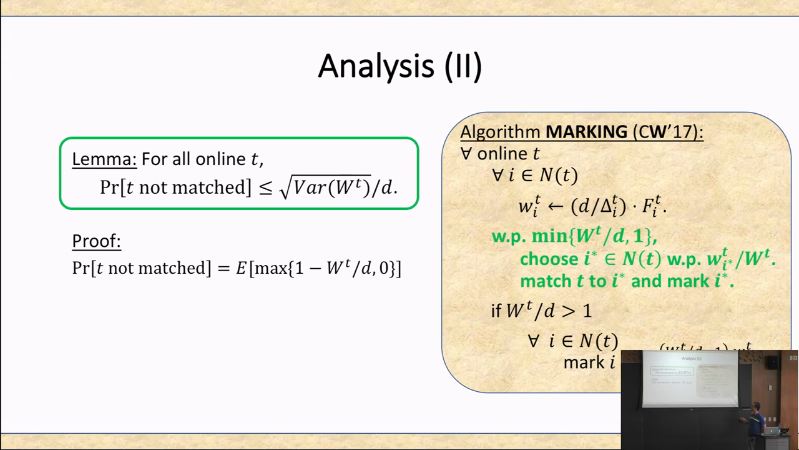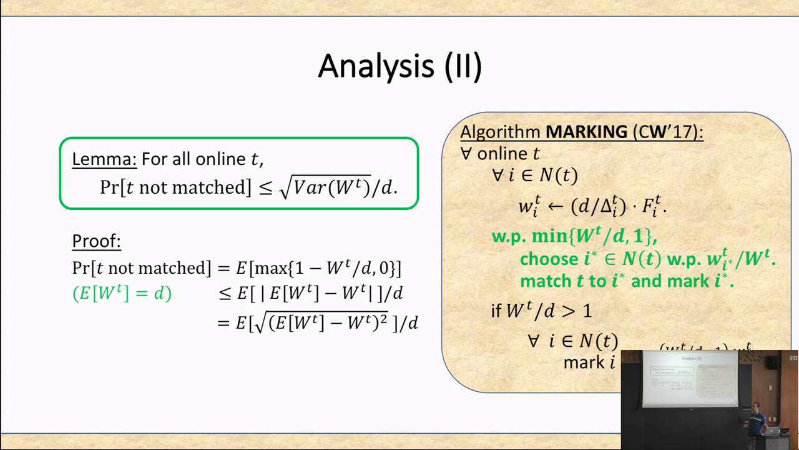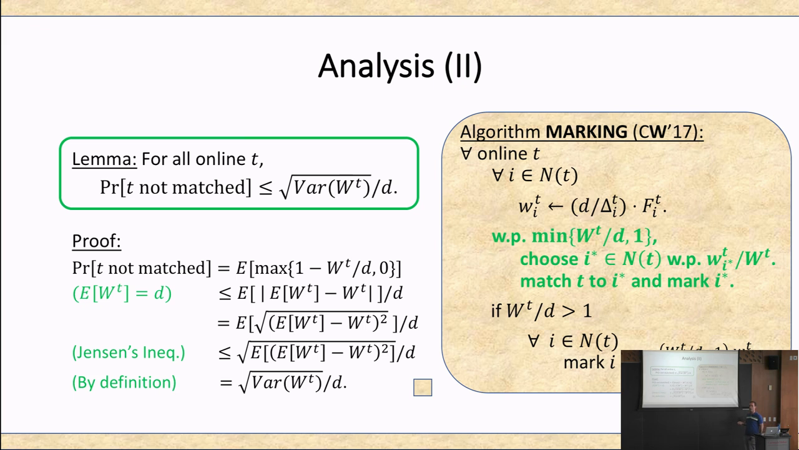This is the expectation of the max of 1 minus the sum of the weights over d, and 0. This is upper bounded by the expectation of, we're doing two steps in one here, just replace this max 0 with absolute values. And notice that we just said earlier that the expected sum of weights is d. So what we have here is at most the expectation of the absolute distance between wt and its expectation, whole divided by d. Okay. Great, so just simplifying, taking a square root and squaring, not really doing anything here. We find that by concavity, this whole thing is at most square root of expectation of, well, I won't read all this. By definition, this is the square root of the variance over d.